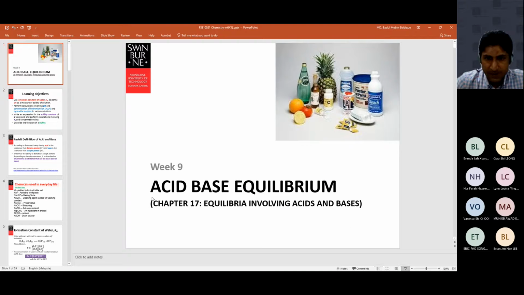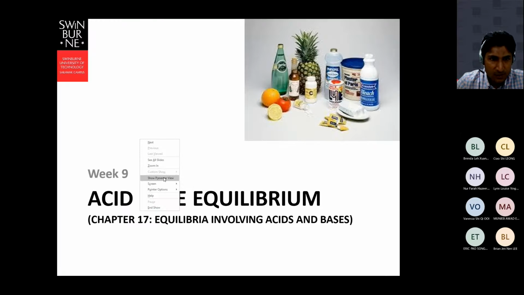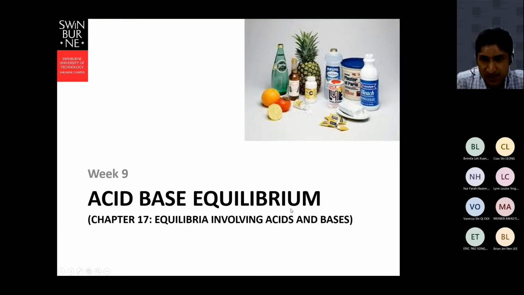So acid-base equilibrium, and then the equilibrium that includes the acid and base, right? Acid and base reactions as well. So we know that acid and base react and then produce water and salt, right? So I'm going to ask a question: since they're producing water and salt, why will they have to produce an equilibrium? That would be a good question, and we will see why they will produce an equilibrium even though they produce some product.